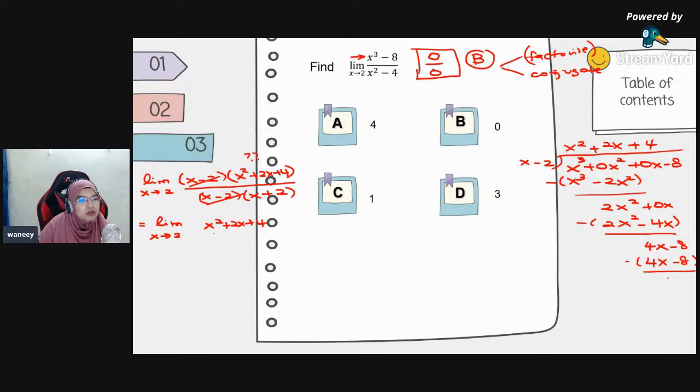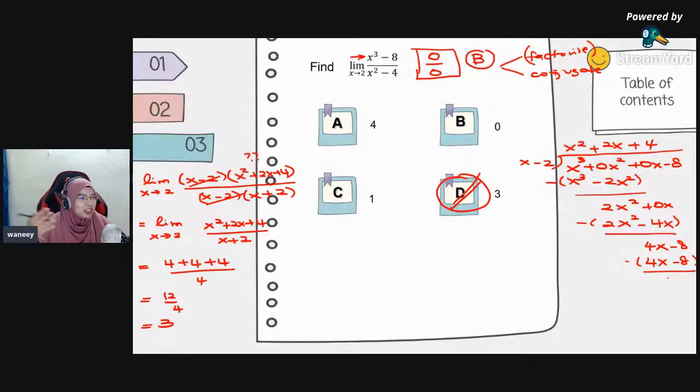x plus 2. And now we're going to substitute the value in. So substitute x with 2. So we are going to get 4 plus 4 plus 4 over 2 plus 2, which is 4. So 4 kali 3, 12. 12 bagi 4 akan dapat 3. So jawapan dia adalah D. So tahniah saya ucapkan kepada semua yang menjawab D.